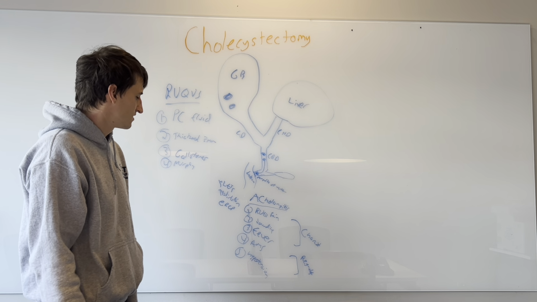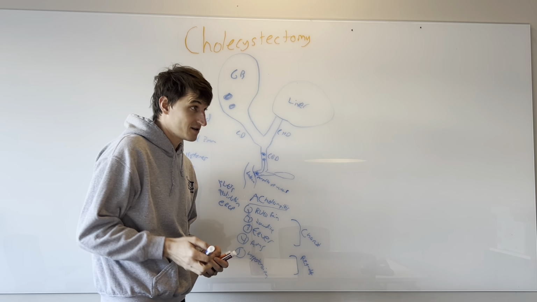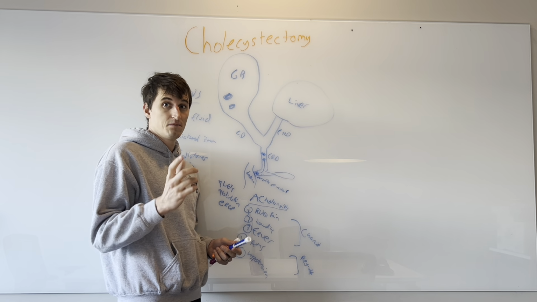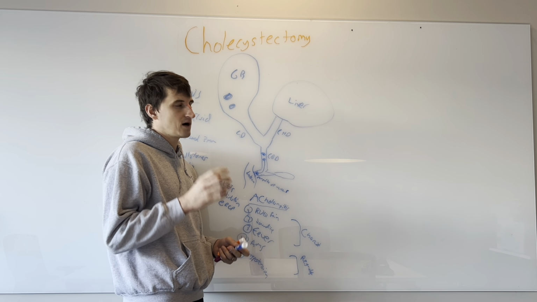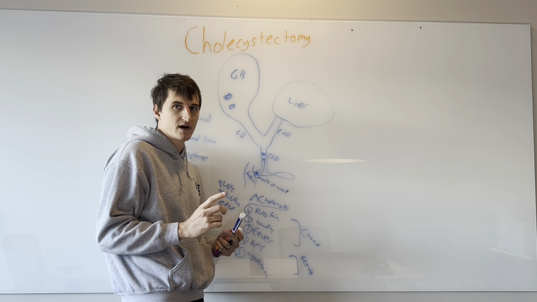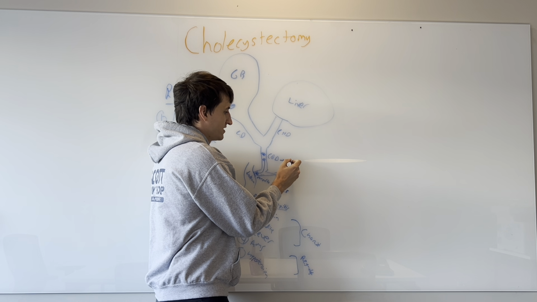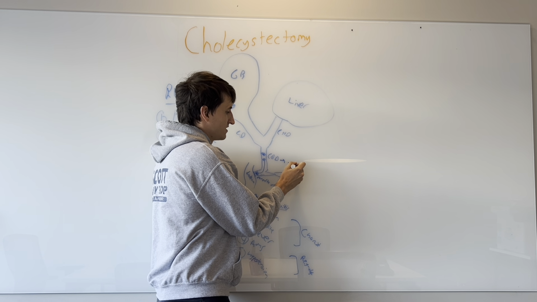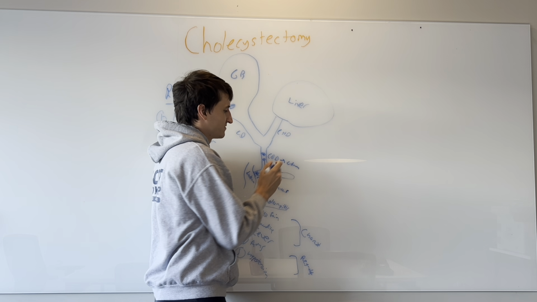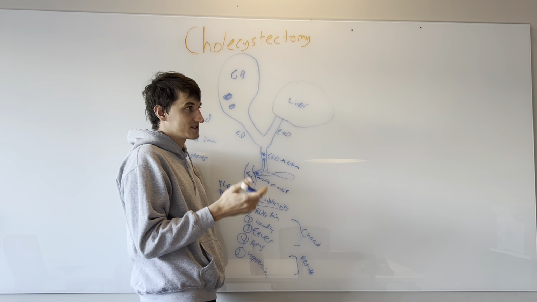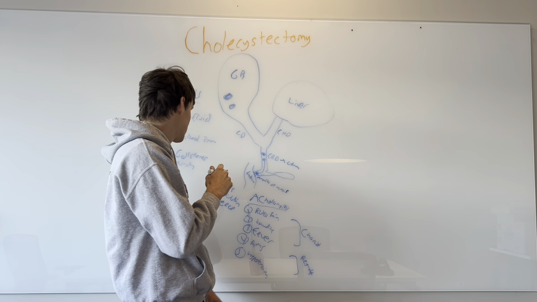Another thing I should mention is how thick is a common bile duct typically? How many millimeters is a common bile duct normally? It should be less than 6 millimeters. If it's greater than 6 millimeters, that's a concern that someone may have choledocholithiasis.